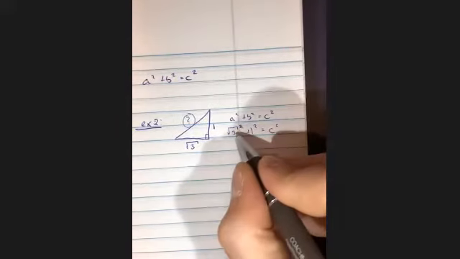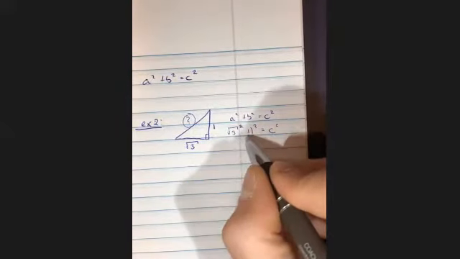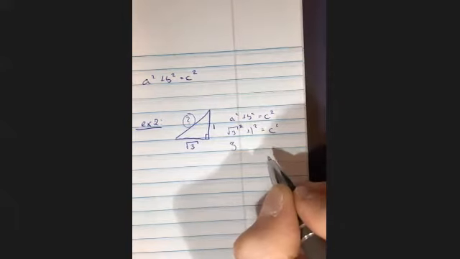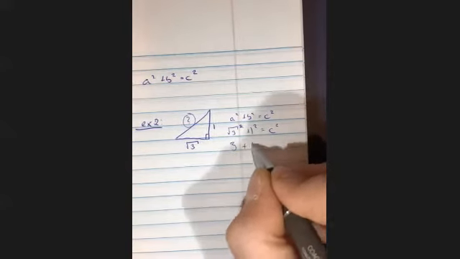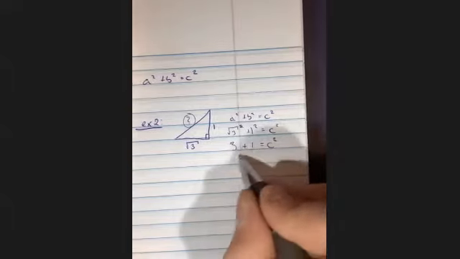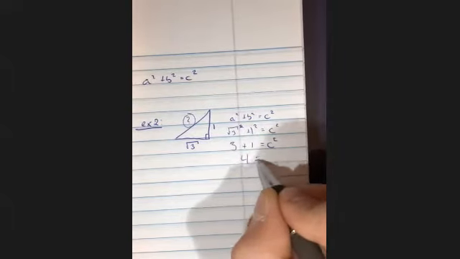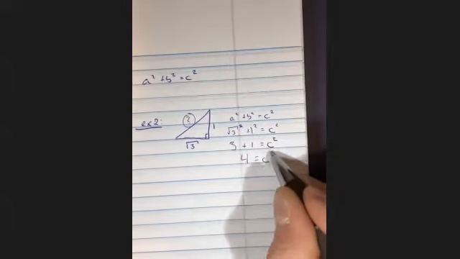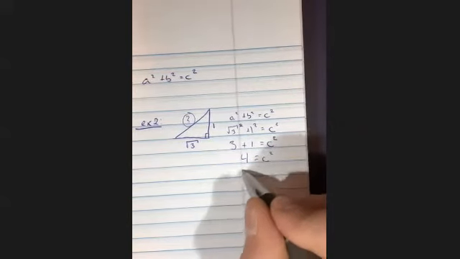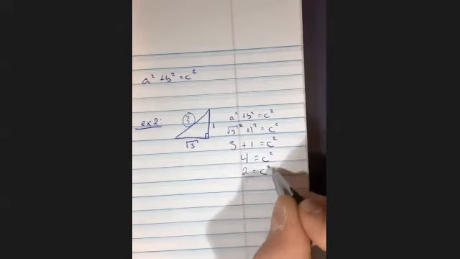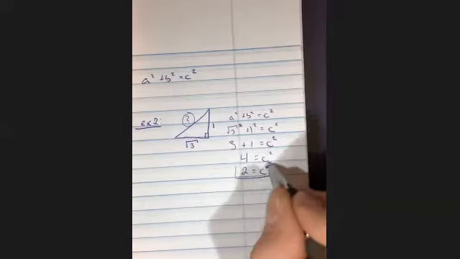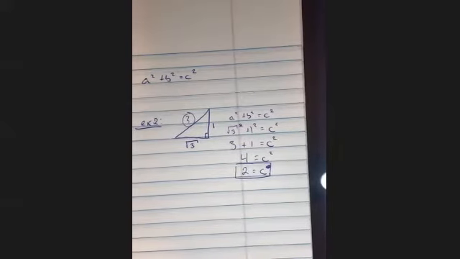So let's see what we get. I know the square root and a square power cancel each other out, so I just have 3. 1 squared is 1, equals c squared. 3 and 1 make 4. And I know to get rid of a power, I use a root. So the square root of 4 is 2. 2 is equal to c.